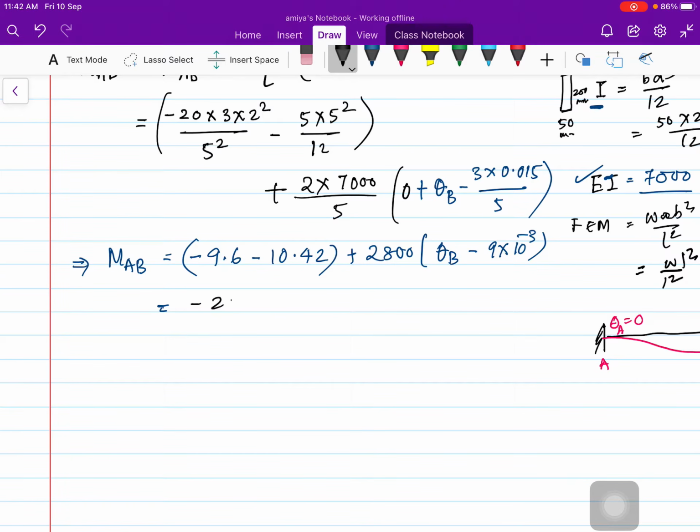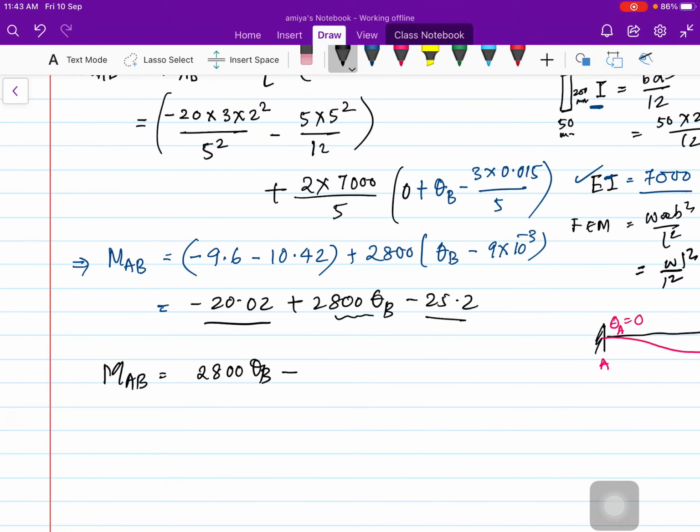So this gives minus 20.02 plus 2,800 theta B minus 25.2. So we can add this. So finally I can write MAB is equal to 2,800 theta B, this term first, then minus, because minus 20.02 minus 25.2, so minus 45.22. So this comes as the first equation for the moment AB.